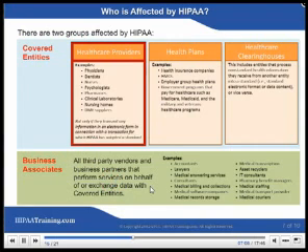There are two groups affected by HIPAA: covered entities and business associates. Covered entities include healthcare providers, health plans, and healthcare clearinghouses. Business associates include all third-party vendors and business partners that perform services on behalf of or exchange data with covered entities.